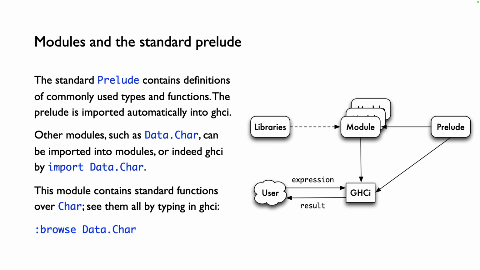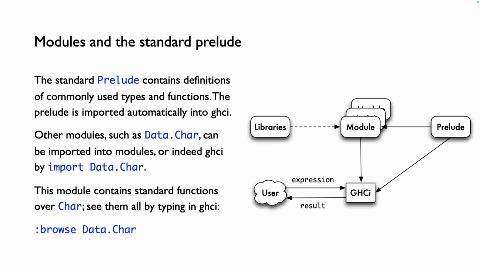Before we go on to say anything else, I'd like to talk a bit about how Haskell deals with some of the standard definitions that it supplies. There's a module called the standard prelude, and that contains definitions of commonly used types and functions. And that's automatically imported into GHCI and into every Haskell module. But there are other library modules which are separate from the prelude, which, if we want to use the functions from that module, have to be imported using an import statement. And we've seen some examples of import, in fact, in modules we looked at earlier in the course.